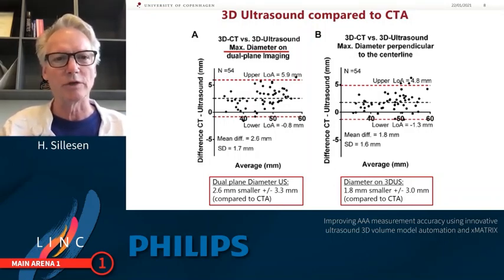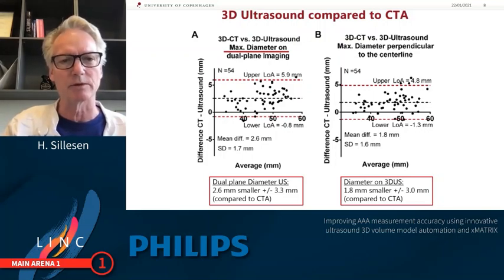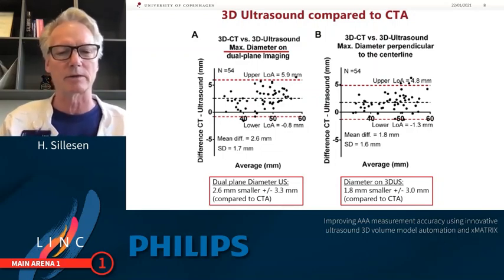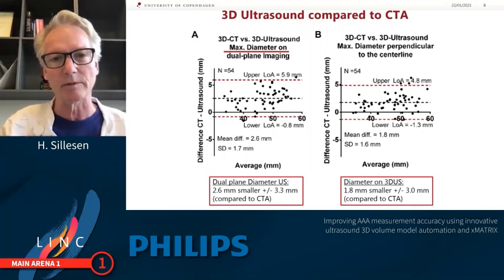To the left, we are using the dual plane to measure the diameter. Notice that we have a mean bias of 2.6 millimeters, so we are measuring 2.6 millimeters smaller than on CT. But the average variability or limit of agreement is plus minus 3.3, quite nice compared to the usual plus minus 5 millimeter we usually talk about on 2D.